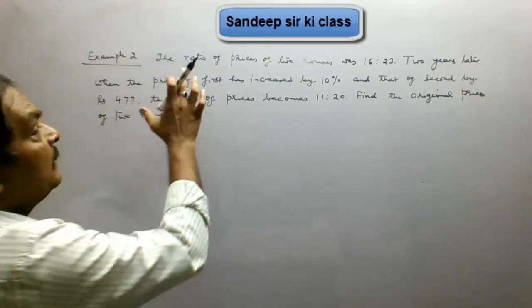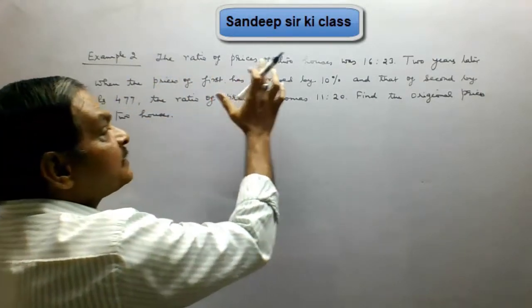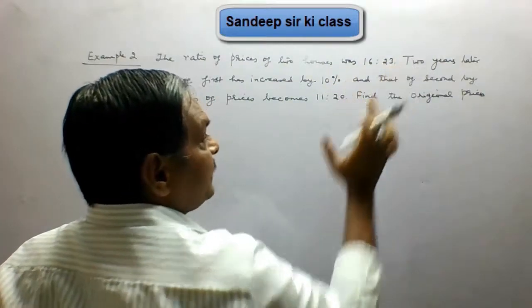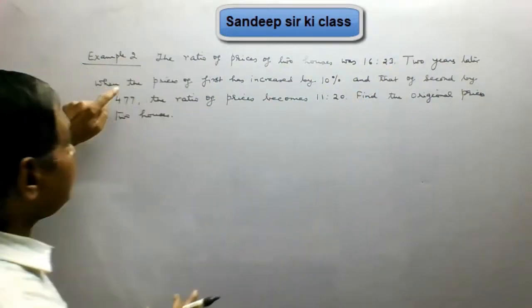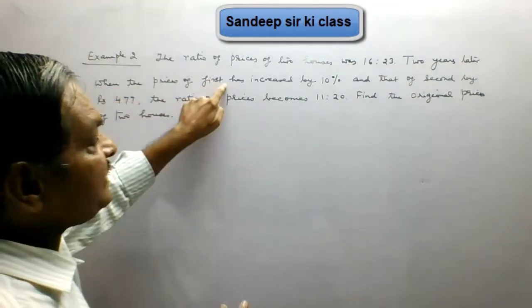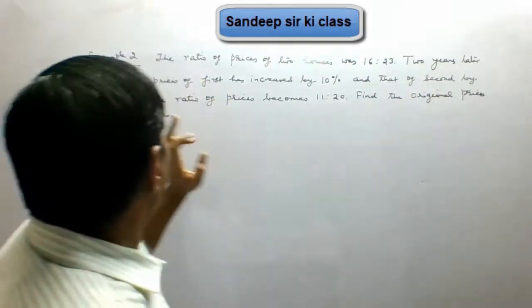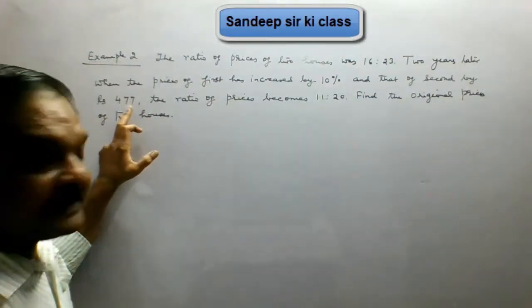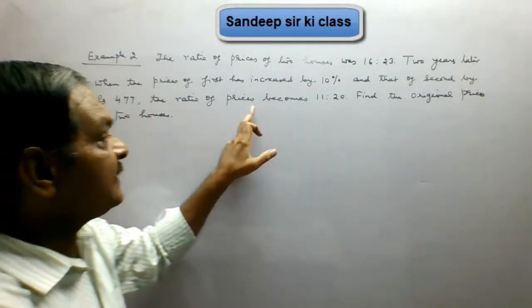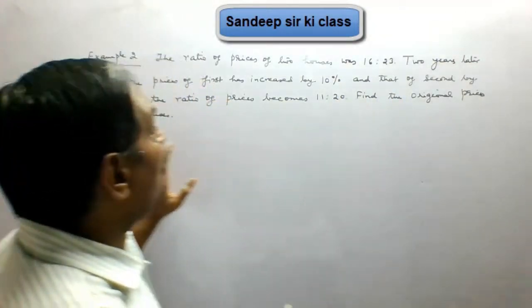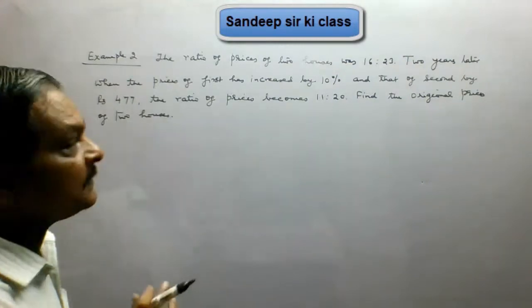Example 2. The ratio of prices of two houses was 16:23. Two years later, when the price of the first has increased by 10% and that of the second by rupees 477, the ratio of prices becomes 11:20. Find the original prices of the two houses.